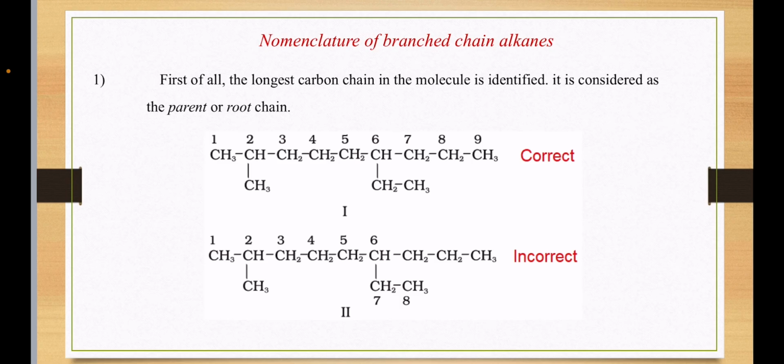In this example, in the first one, which is the correct one, there are 9 carbon atoms, and in the second way it is 8 only. So the correct one is the one in which there are 9 atoms. So the longest chain is a 9 carbon atom chain.